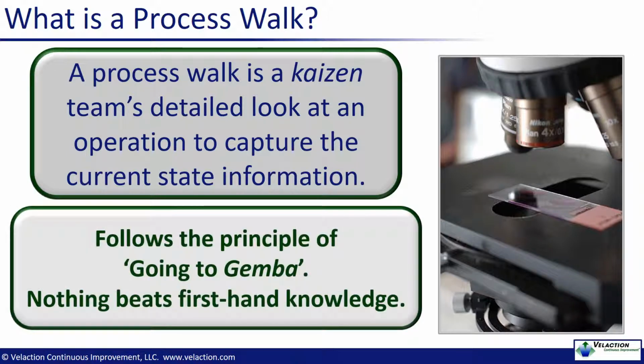The reason we do a process walk instead of just relying upon the knowledge of team members or information recorded in process documents is that there is no substitute for going to Gemba. Gemba is a Japanese term that loosely translated means the actual place where work is done. Seeing the process firsthand does two things. First, it educates those people that don't work in that process area. Second, it makes the people that do work in that area look at the process in an unfiltered way. They see it as a newcomer would see it.